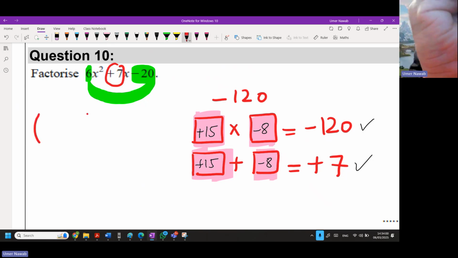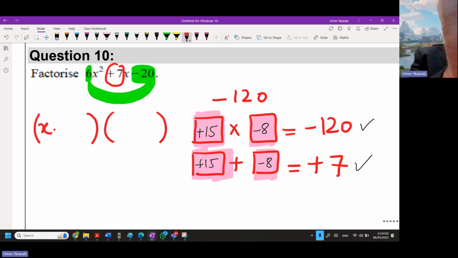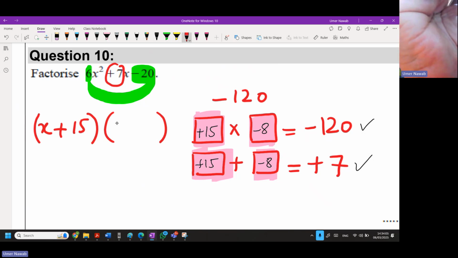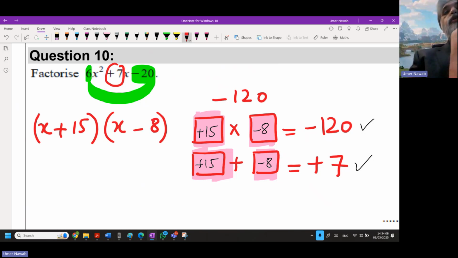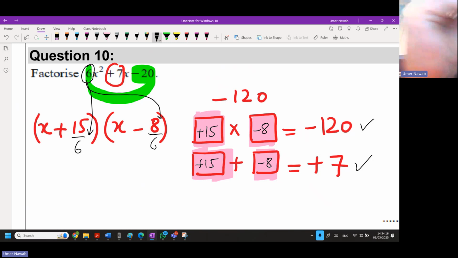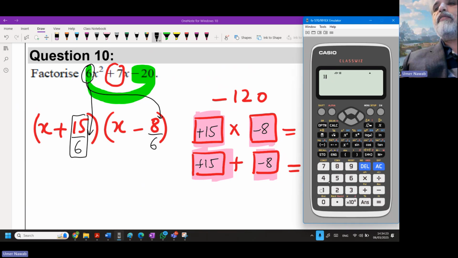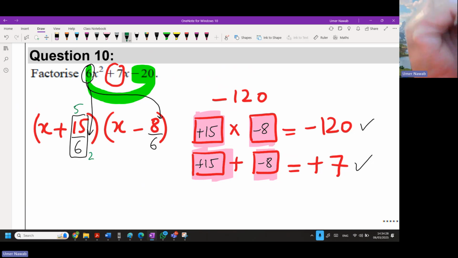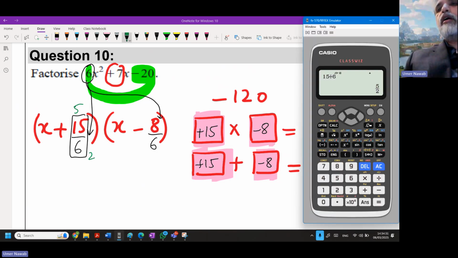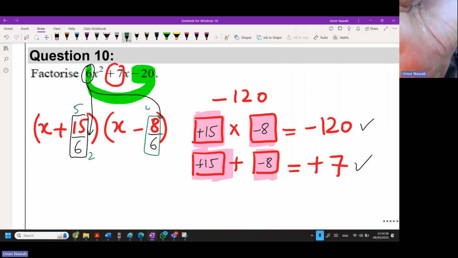Once you conclude the two numbers, you remember I told you, x plus 15, you write it here, and x negative 8, you write it over here. But don't stop. You remember this number has to be divided here, so divided by 6, and also divided here by 6. Now, can I keep the same answer? No, Mr. Omar, 15 over 6 has to be simplified. So 15 divided by 6 gives you 5 over 2. And 8 over 6 is how much? 8 divided by 6 is 4 over 3.